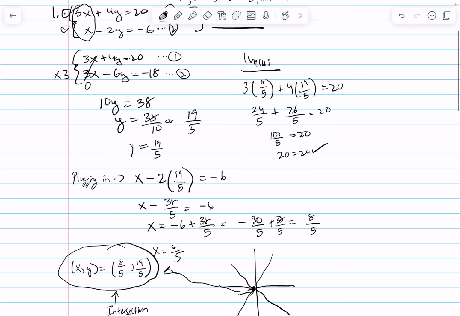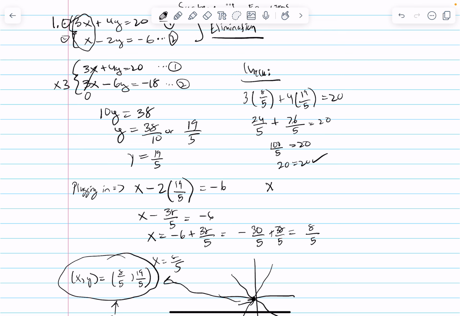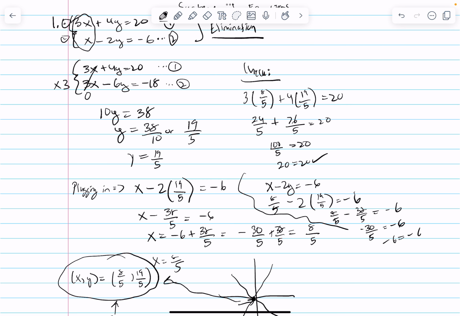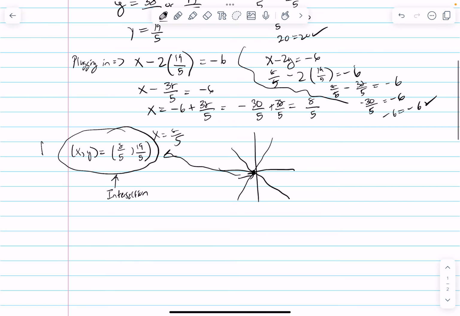Now, in order to check it, you have to check both equations because sometimes it'll work for one but not for the other. So we have 8 over 5, sorry about this, minus 2 times 19 over 5 equals negative 6. So we have 8 over 5 minus 38 over 5. So negative 30 over 5 equals negative 6. And negative 6 equals negative 6. So this is our answer. Boom. That is our first answer.